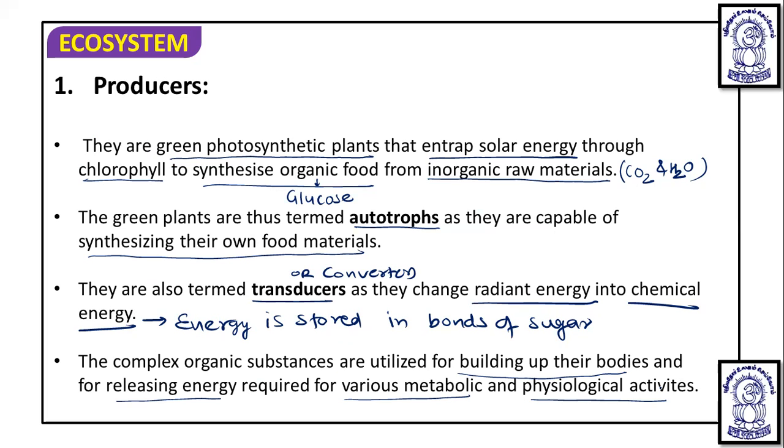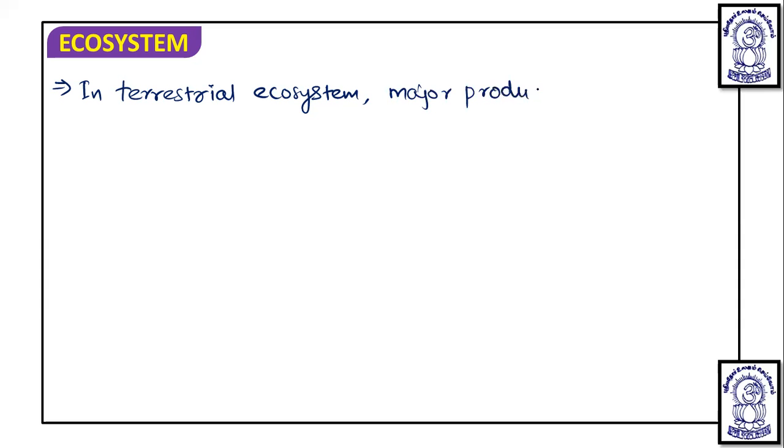Now here, if we talk about these producers which synthesize their own food, they differ in the terrestrial and aquatic ecosystem. So if we talk about the terrestrial and aquatic ecosystem, it is known that in the terrestrial ecosystem, major producers are herbaceous and woody plants.